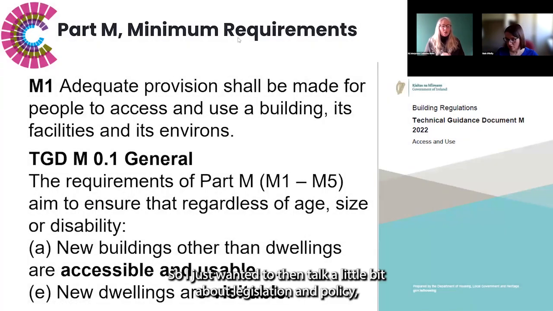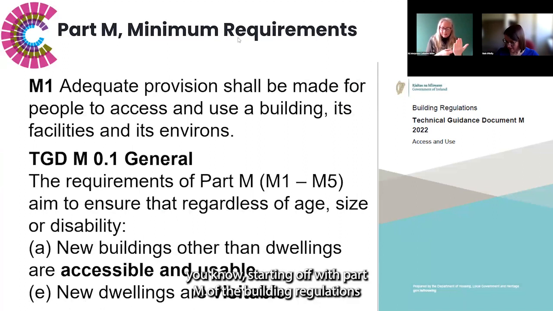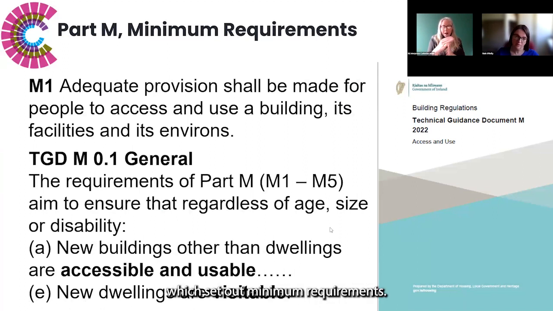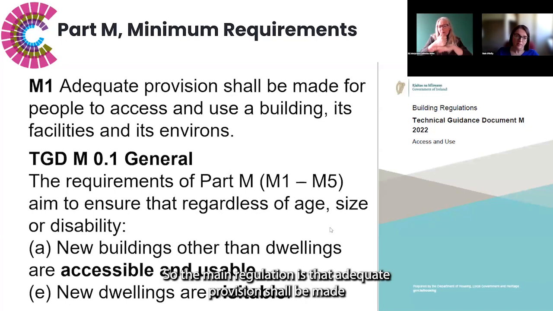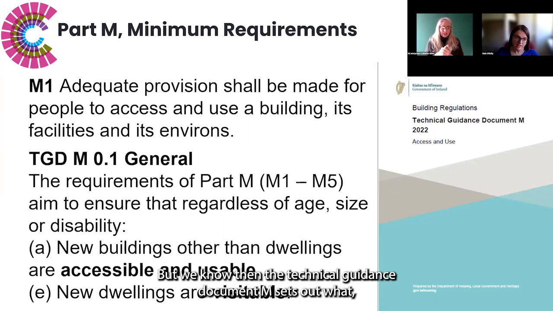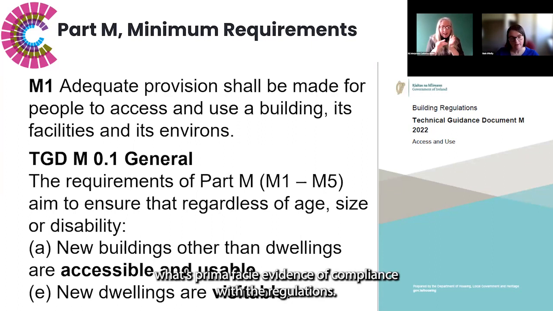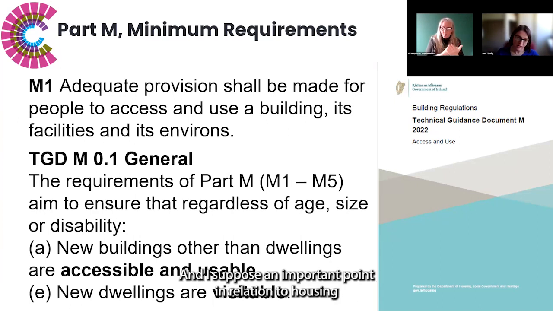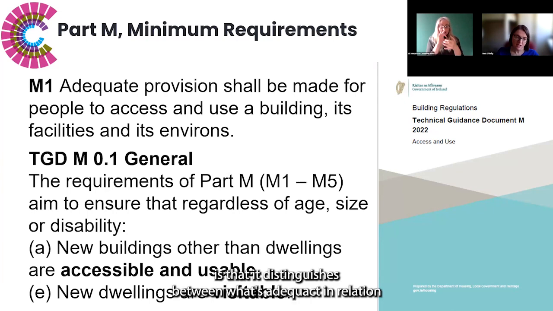So I just wanted to then talk a little bit about legislation and policy. Starting off with Part M of the building regulations, which set out minimum requirements. So the main regulation is that adequate provision shall be made for people to access and use a building, its facilities and its environs. But we know then that technical guidance document M sets out what's prima facie evidence of compliance with the regulations. And I suppose an important point in relation to housing is that it distinguishes between what's adequate in relation to buildings other than dwellings and dwellings.